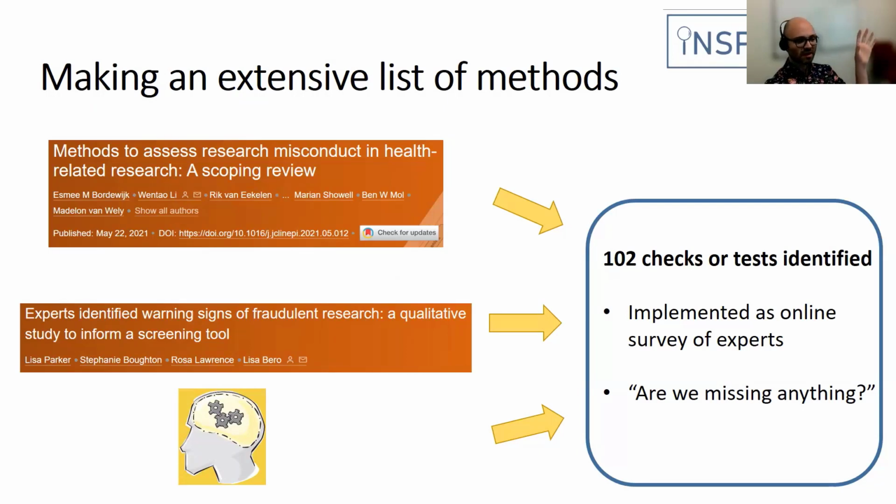So we had an initial list of like 102 checks or tests, and we just implemented that online as a survey, showed that to experts, people with experience in this area, and we just quite simply asked, are we missing anything? Can you make any suggestions?